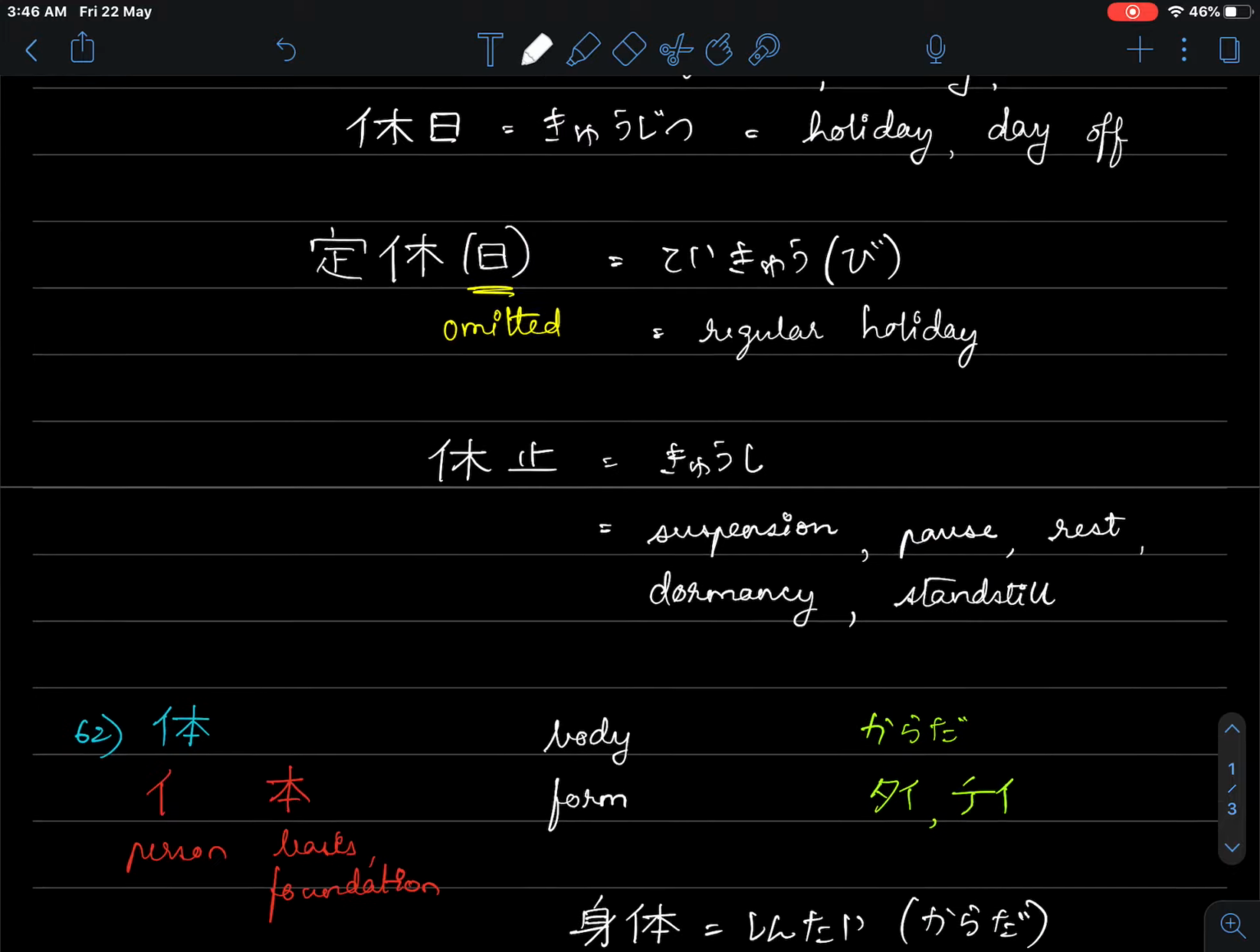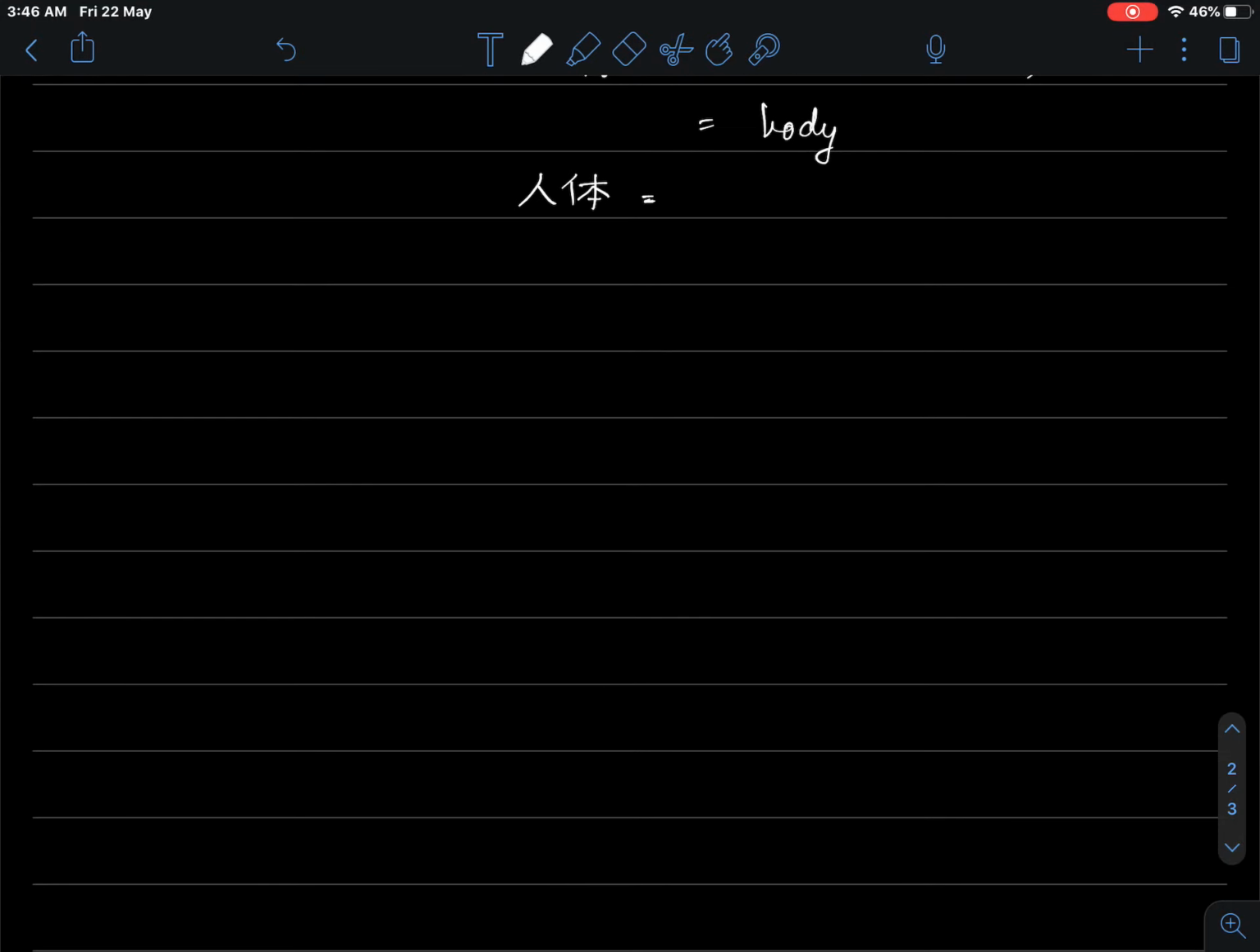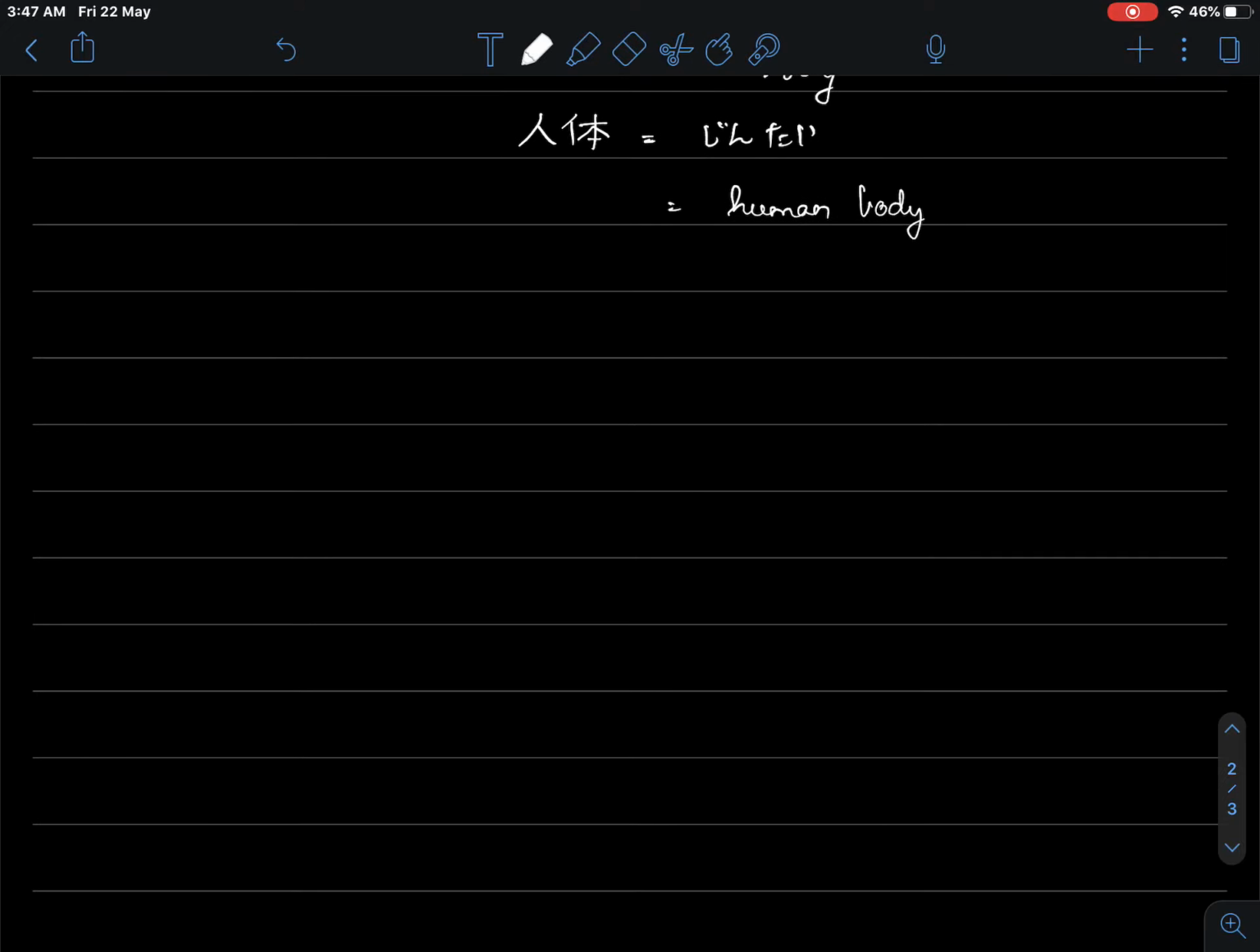Okay, oops, I apologize. So here you're specifically talking about the body of a person. So jintai, right? Which means human body. Human body. Okay? Now let's have a look at the next one.